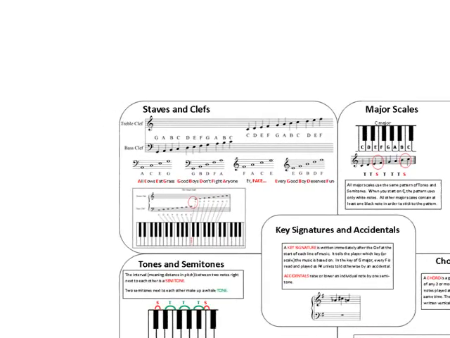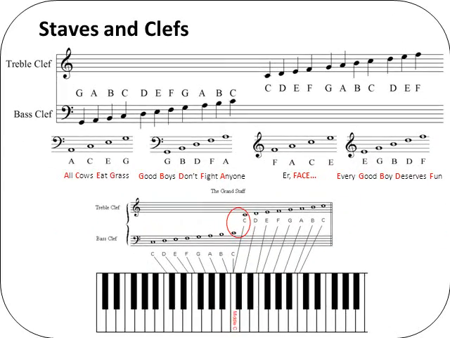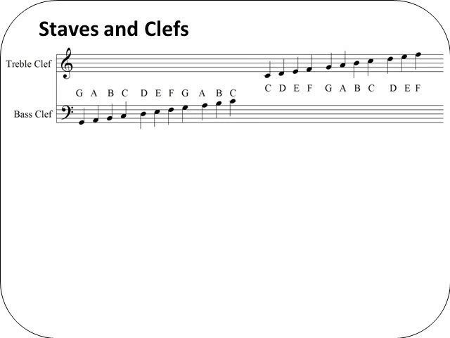So let's make a start with staves and clefs. A stave is a set of 5 lines. It's a frame on which you can write musical notation. Little circles and blobs representing musical notes can be placed on the stave. These are instructions for us as musicians, so we know what to play.